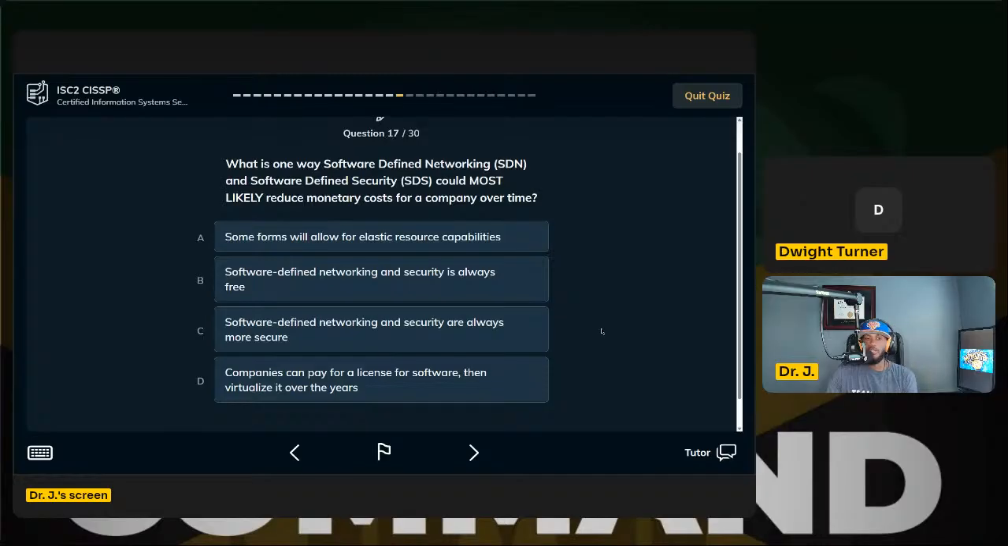All right. What is one way software-defined networking and software-defined security could most likely reduce monetary costs for a company over time?